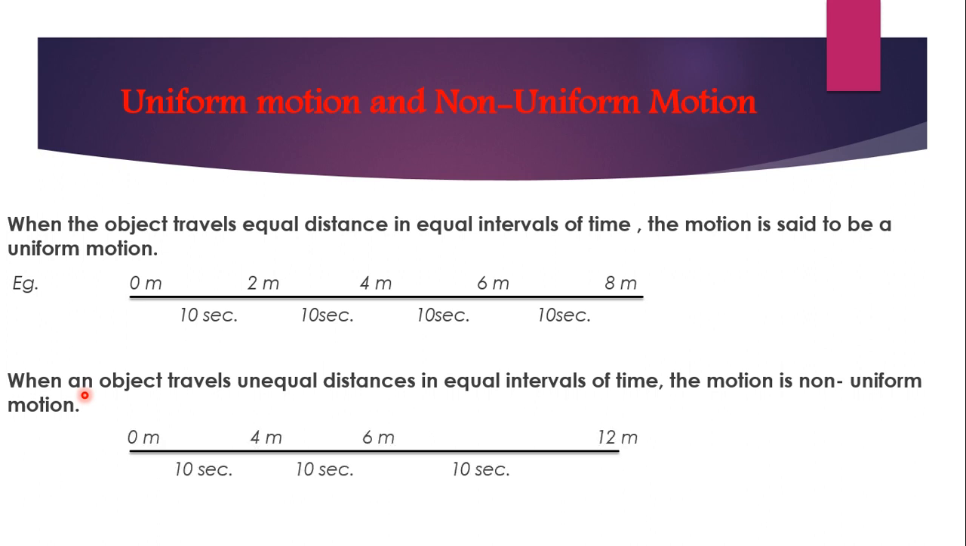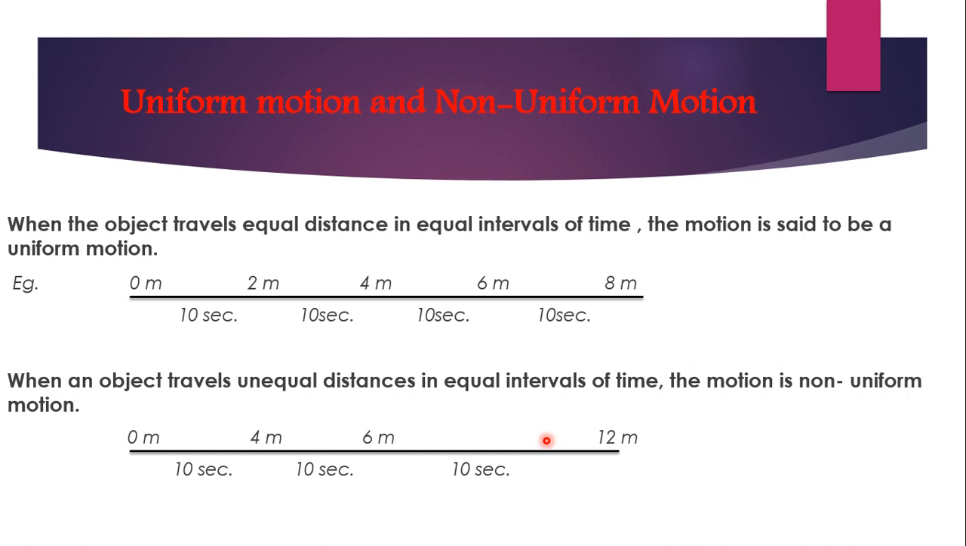For example, here an object starts from 0 and reaches 4 meter in 10 seconds, and then it reaches 6 meter in 10 seconds again, and then from 6 meter to 12 meter in 10 seconds. So the time interval is the same, but the distance covered by this object is not equal in every case. That is why this motion is an example of non-uniform motion.